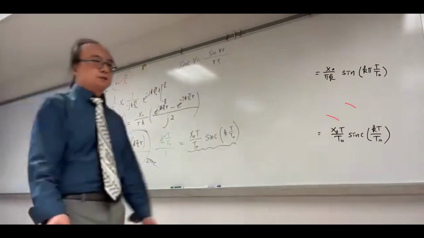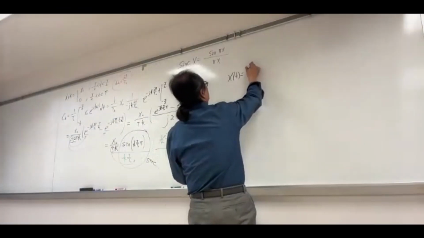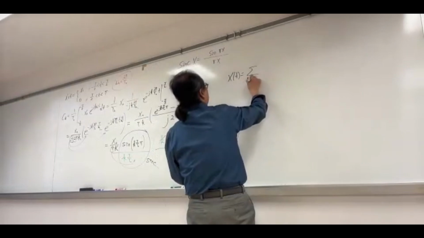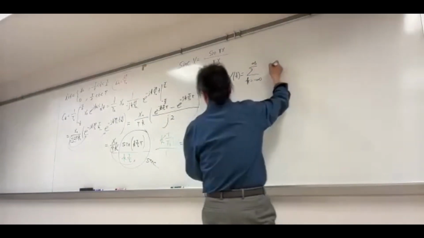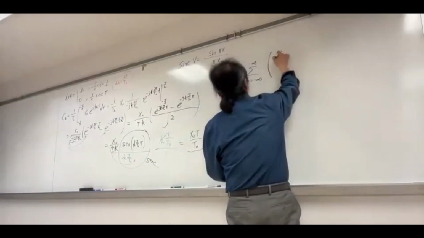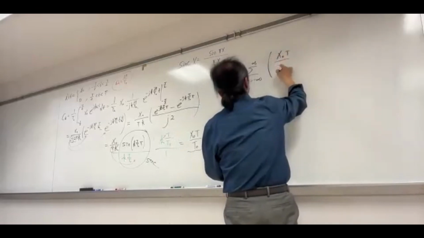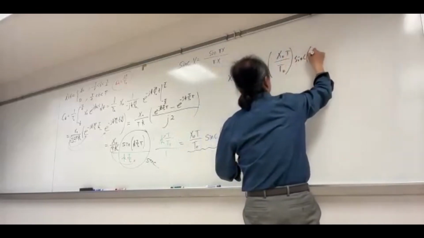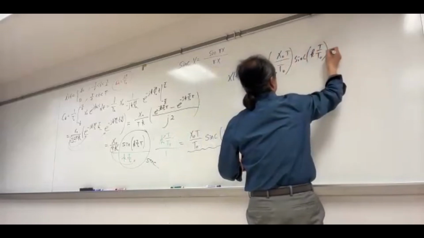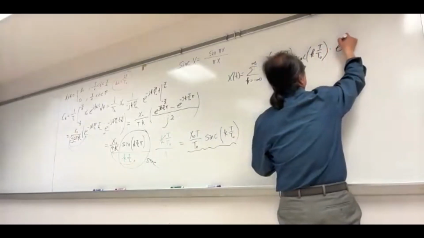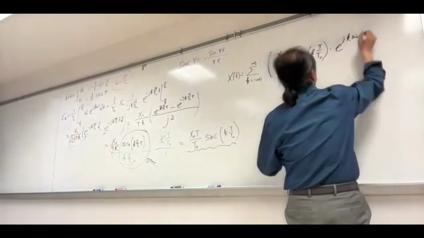So our final answer is going to be the sum, k goes from negative infinity to positive infinity, of x naught T over T naught times sinc of k T over T naught, times e to the jk omega naught t.